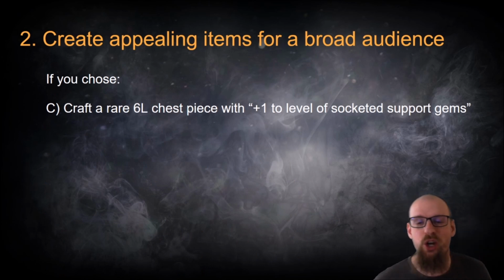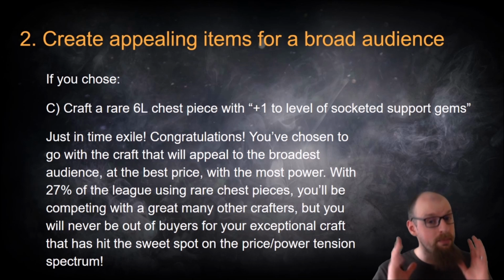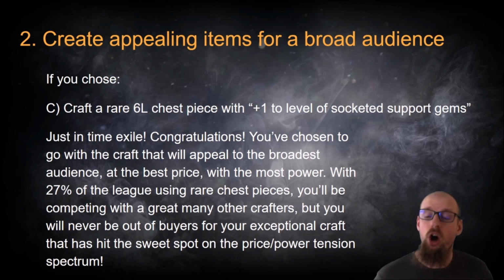Well, welcome if you chose option C, which was to craft a rare 6-link chess piece with +1 to level of socketed support gems. Just in time, Exile, congratulations. You've chosen to go with the craft that will appeal to the single broadest audience in the hypothetical meta scenario we've described. At the best price, with the most power, this item is going to be appealing to a wide audience. With 27% of the league using rare chess pieces, you'll be competing with a great many other crafters, so be aware of that. The price point on this particular item may fluctuate, but you will never run out of buyers for your exceptional craft that has hit the sweet spot on the price, power, tension spectrum.